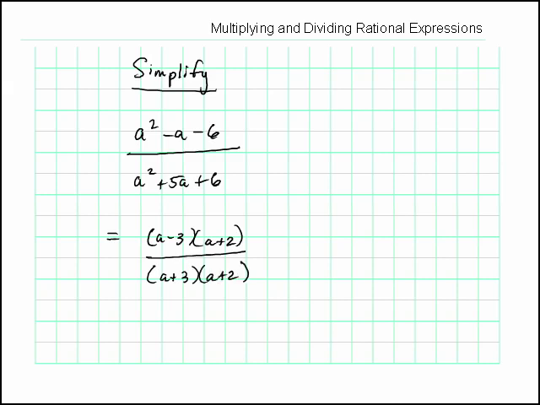I can now reduce common factors in the numerator and the denominator. Right there, that reduces to 1. And so I'm left with A minus 3 over A plus 3. And that is my answer. As similar as the numerator and the denominator look, they look practically the same. Even though they are similar, they are not identical. There's nothing I could factor out of them anymore. I cannot reduce that any further. That's my answer.